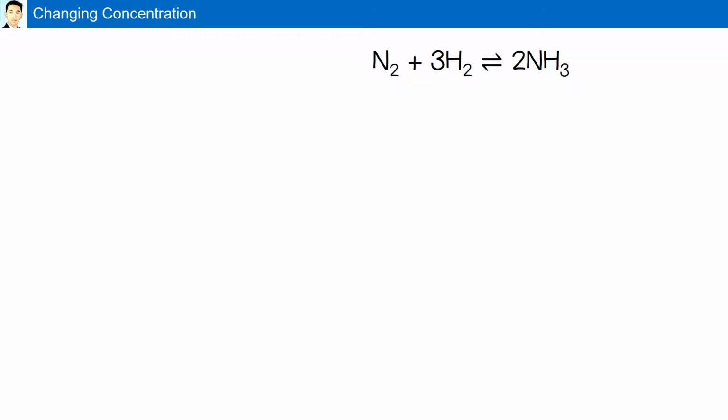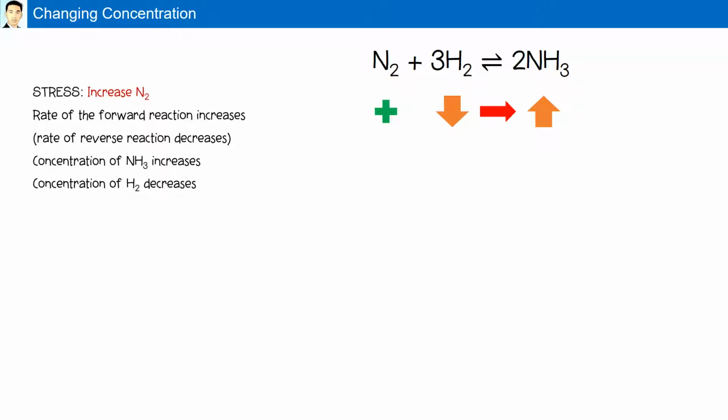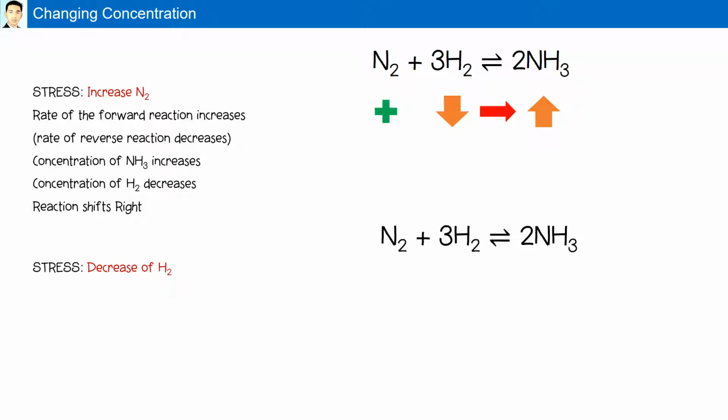Changing the concentration. Stress: we will increase nitrogen. So the nitrogen is increased in the system. This causes the rate of the forward reaction to increase, while the rate of the reverse reaction decreases. This results in the concentration of NH3 increasing because the reaction is shifting to the right, while the concentration of H2 decreases. This reaction shifts right.